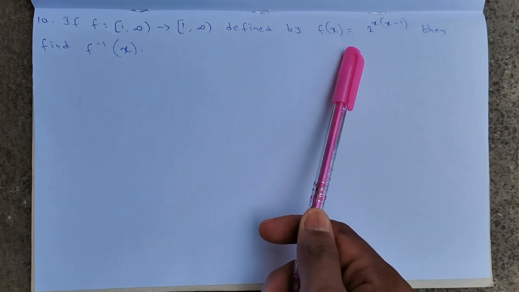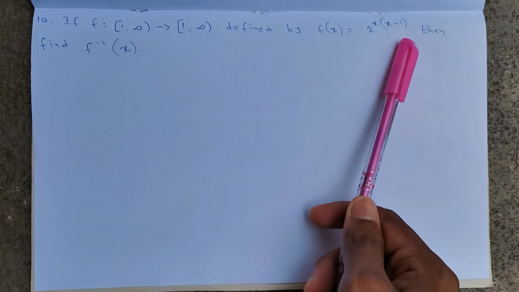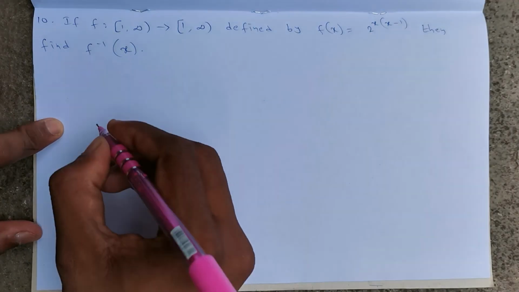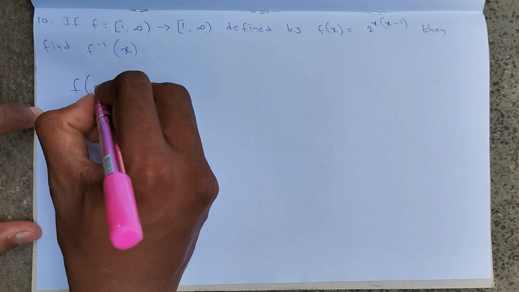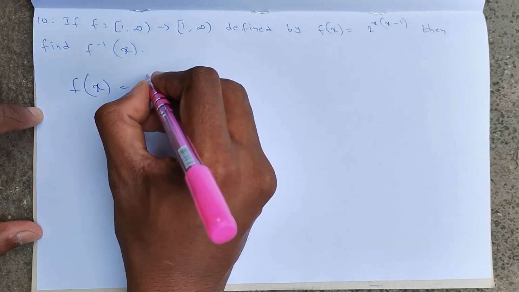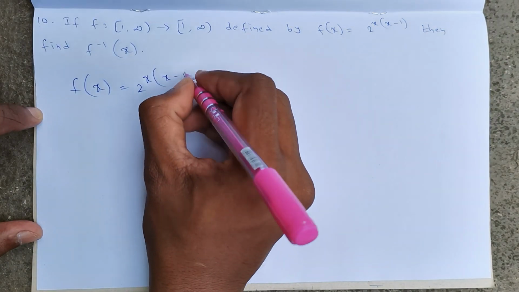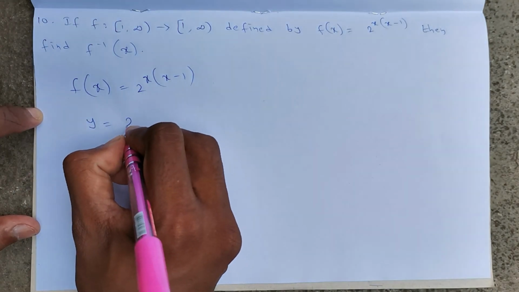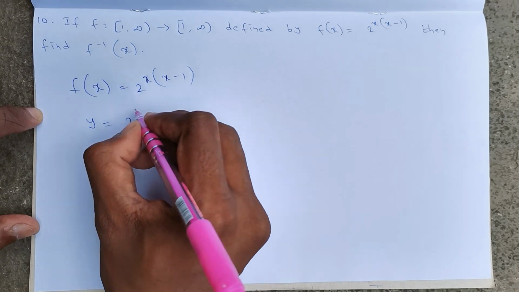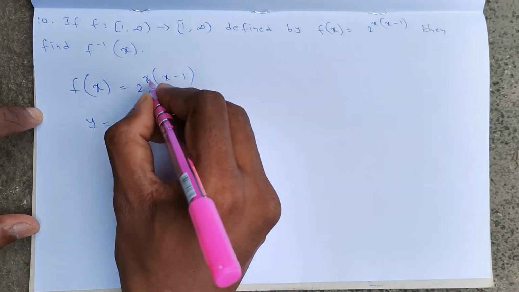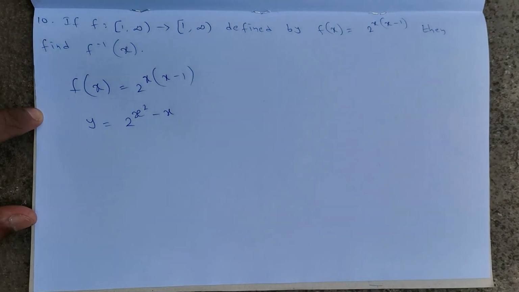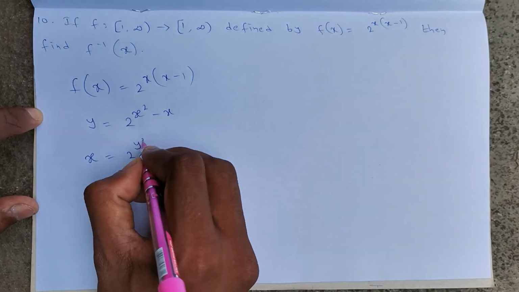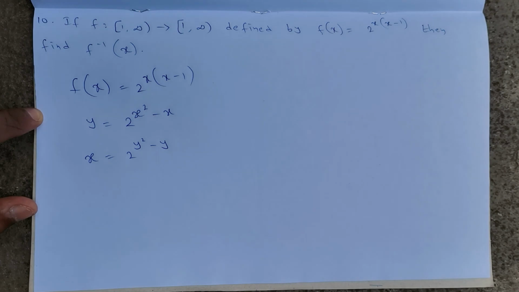Okay, the next question is, if f is a function from 1 comma infinity to 1 comma infinity defined by f of x is equal to 2 power x of x minus 1, then find f inverse. He gave one function, we need to find the inverse of it. So f of x is equal to 2 power x of x minus 1. F of x, make it equal to y. So y is equal to 2 power x into x minus 1, that is x square minus x. Now interchanging the alphabets, x is equal to 2 power y square minus y.